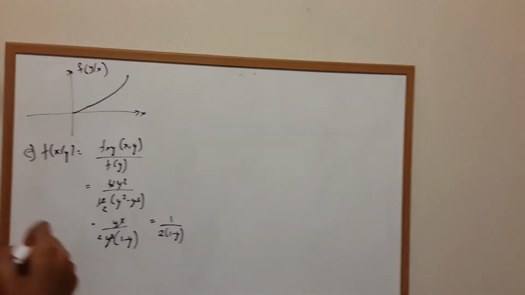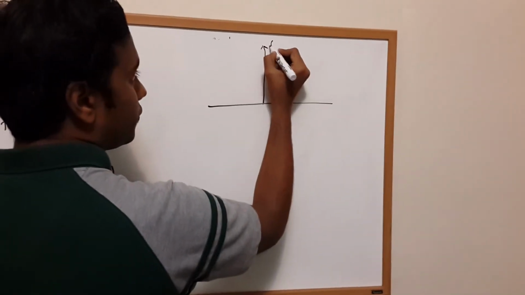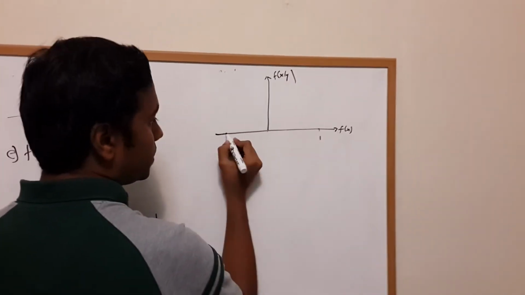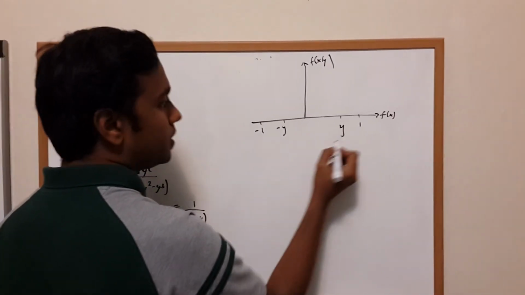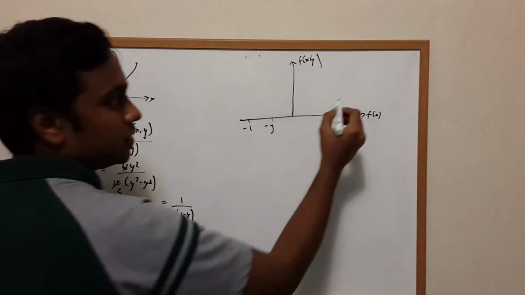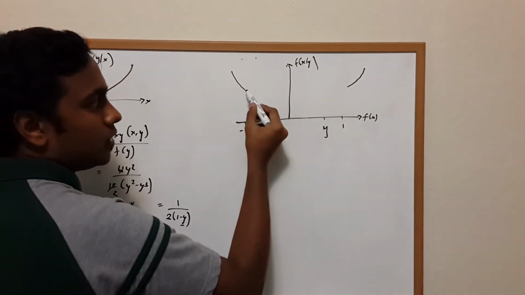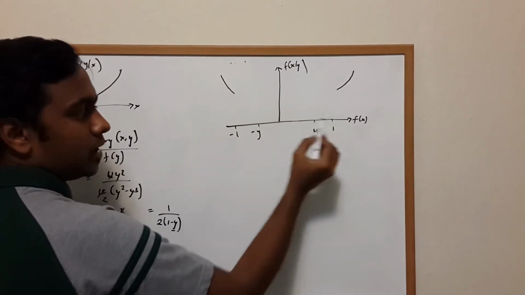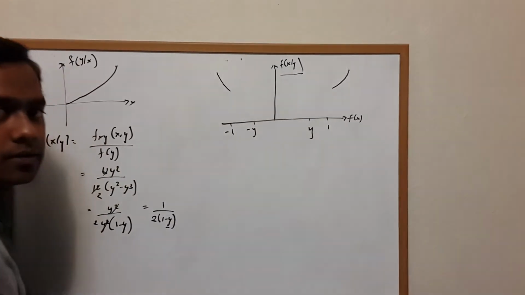The graph of f of x given y is given by f of x, so limit 1, limit is minus 1, here it's minus y, it's y, and when we substitute y equal to 1 here, the graph tends to infinity, so it goes over here and it goes over here. So there are no values between minus 1 and 1, and only greater than 1 and less than minus 1. So this is the graph of f of x given y.